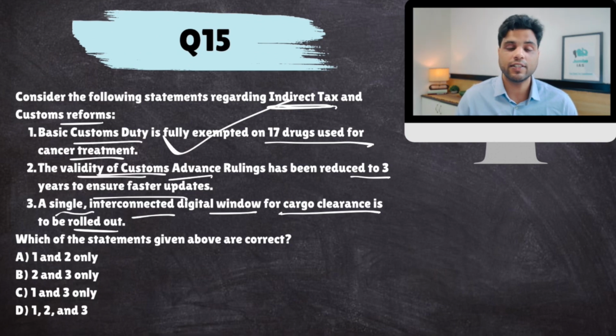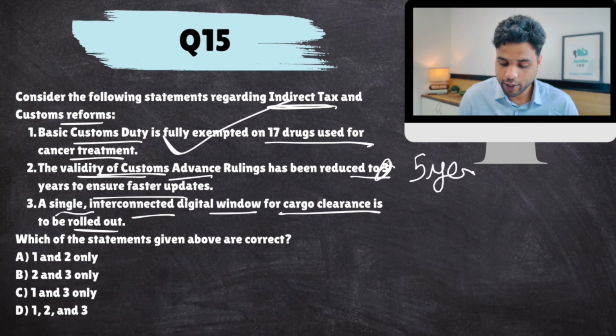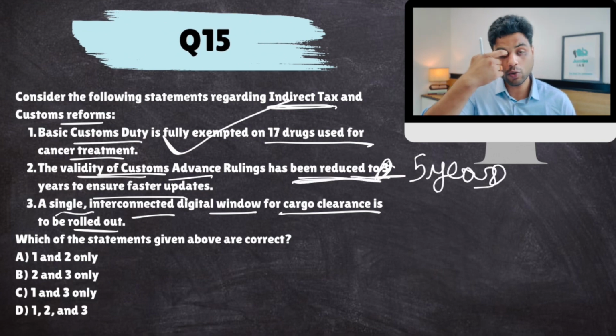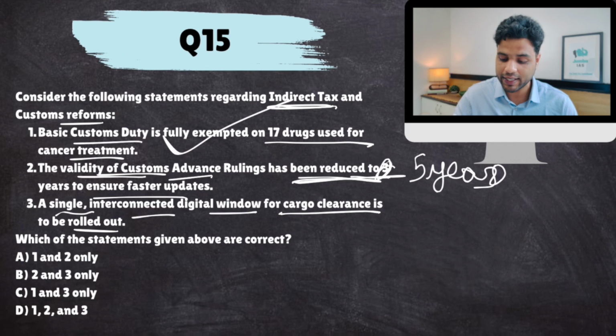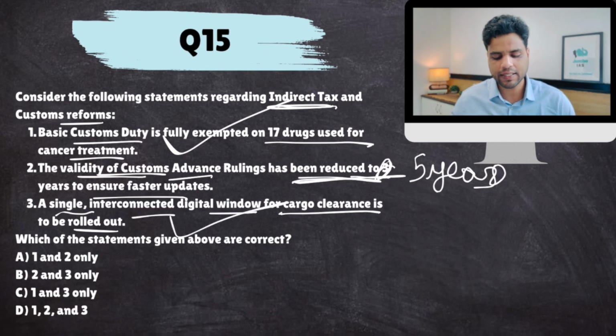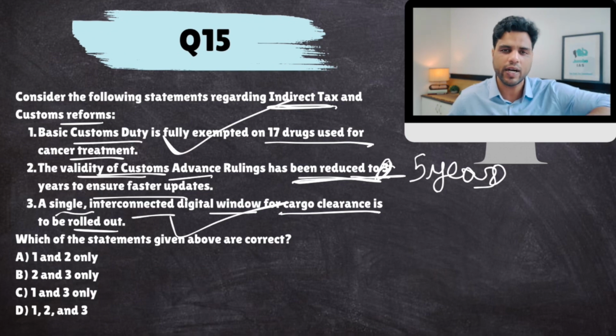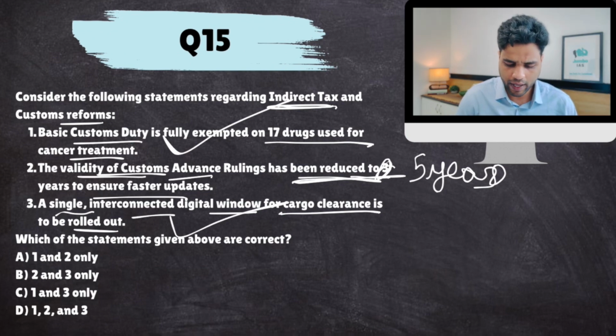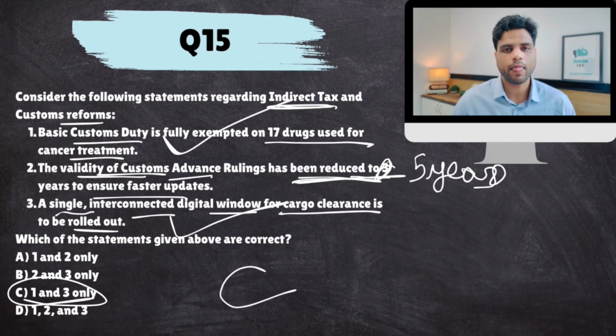Validity of customs advance rulings has been increased to 5 years, from 3 to 5 years, not reduced. These rulings are now valid. These documents are now valid till 5 years. And the third statement is absolutely correct. A single portal for all cargo clearance, whether the cargo is coming into India or getting out of India. So 1 and 3 only. Right?